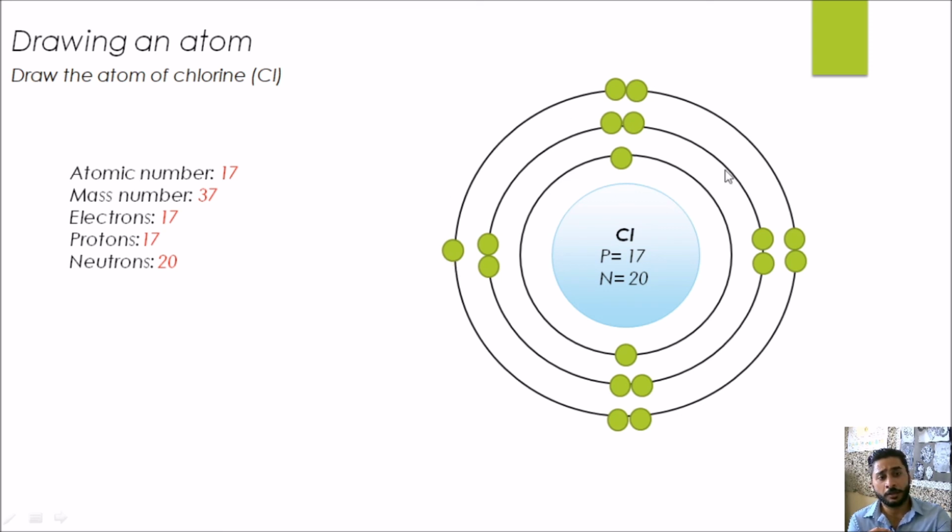Putting the electrons in this manner is very important, because this is going to tell you which electrons are paired and which are not paired. This is going to help you in the next chapter, which is atomic bonding and structure of molecules.